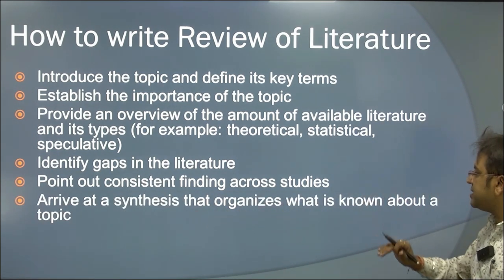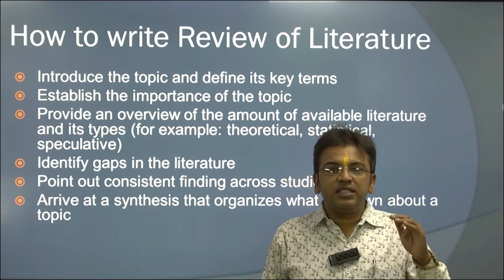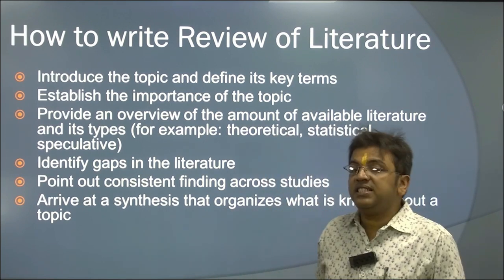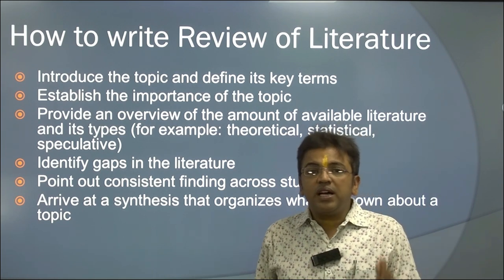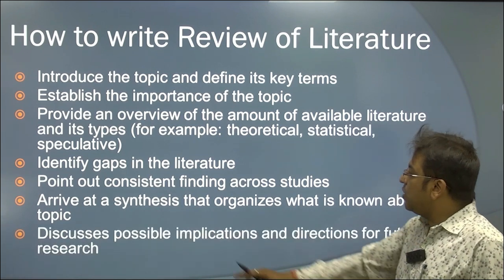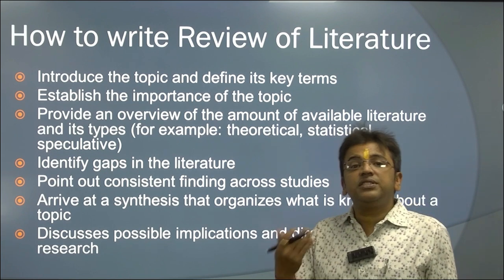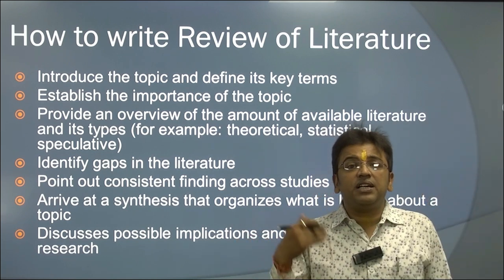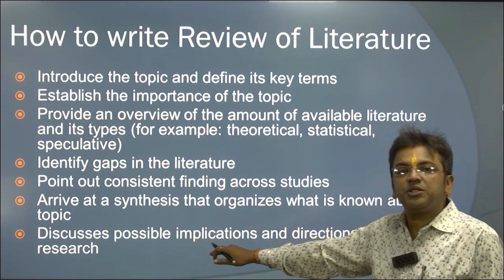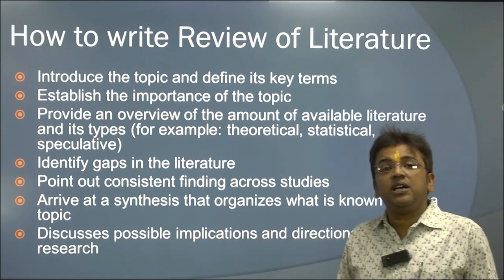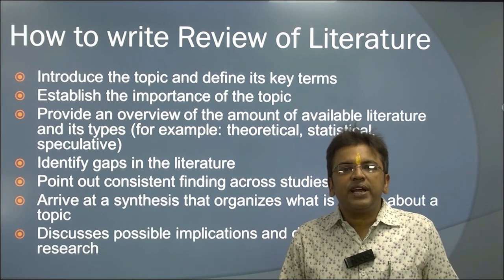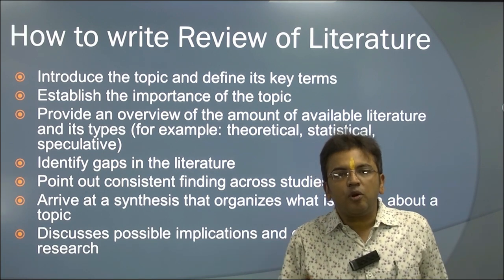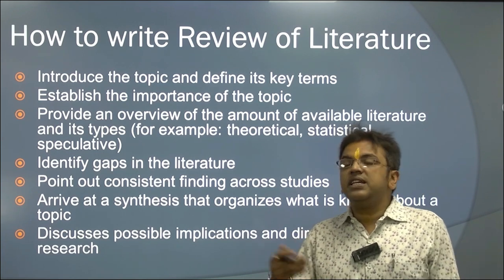Arrive at a synthesis that organizes what is known about the topic. Now you have made a point-wise description, and you have to come to a conclusion that this is the study conducted by this person this year, and this is the conclusion which he has given. So our study will be somewhat different from the study of that person. Now discuss possible implications and directions for future research. It means how our research is going to be, you have to write at the end of the review of literature that this is the past study conducted by other people, and now for our study we are going to write an empirical study on this specific area where it needs more clarity, more explanation, more analysis. On that basis, review of literature helps a researcher to understand the topic and get the framework of the areas he has to explore.